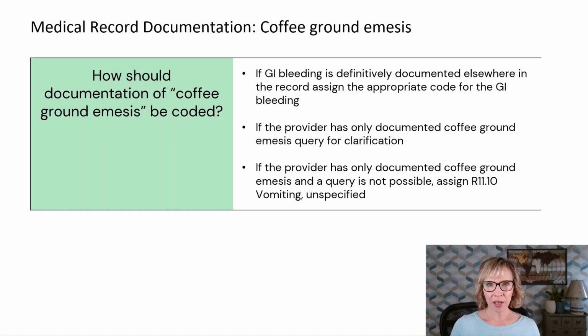So how should documentation of coffee ground emesis be coded? If GI bleeding is definitively documented elsewhere in the record, assign the appropriate code for the GI bleeding. If the provider has only documented coffee ground emesis, query for clarification. If the provider has only documented coffee ground emesis and a query is not possible, assign R11.10 for vomiting unspecified.